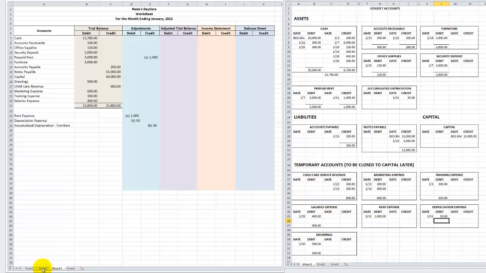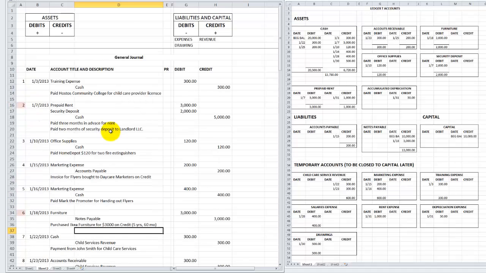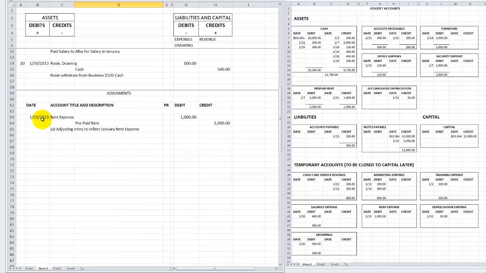The next thing that we need to do is actually our general journal. And on the journal, we have to reflect that adjustment, because this adjustment is just like any other entry that happened. It's just that it's recorded at the end of the month. So on 1/31 again, we had a debit of depreciation expense for $50. And then we have accumulated depreciation, furniture, for $50. Say adjusting entry to reflect the depreciated furniture.